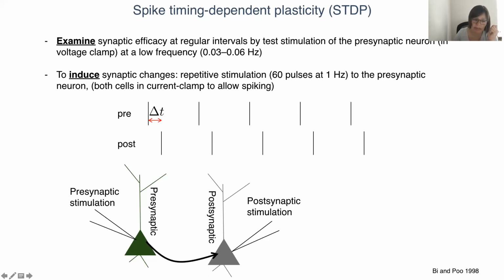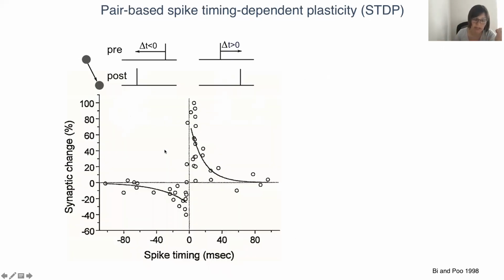They did this by presenting first the pre and the postsynaptic spike and changing this timing delta t. And they also reversed the order of the spikes. So first they showed the post and then the presynaptic spike. So this gives rise to this spike timing dependent plasticity curve. I'm sure you've all seen this in some context, so this is probably not a surprise.